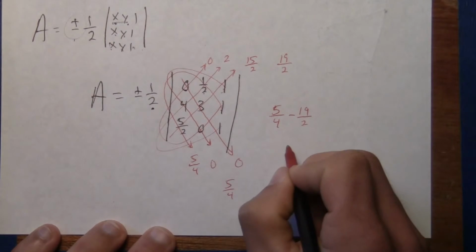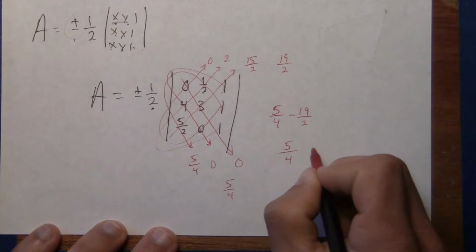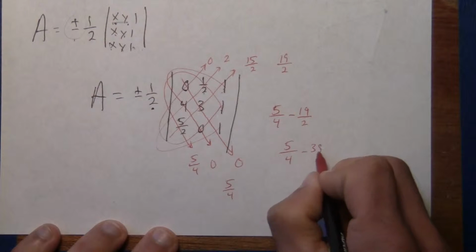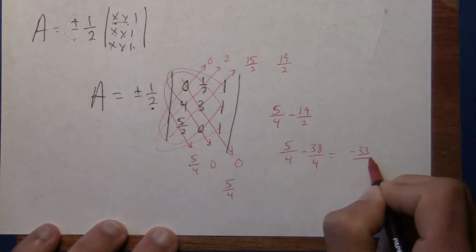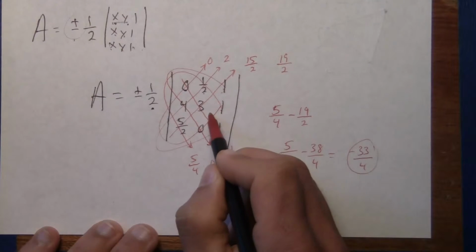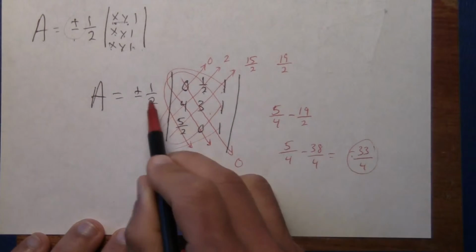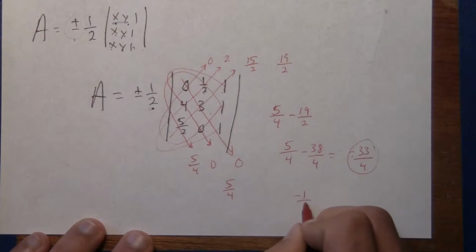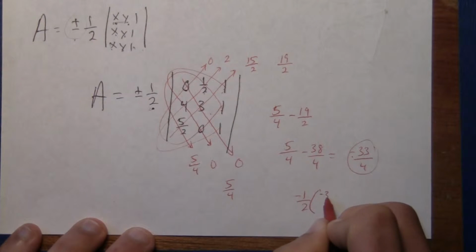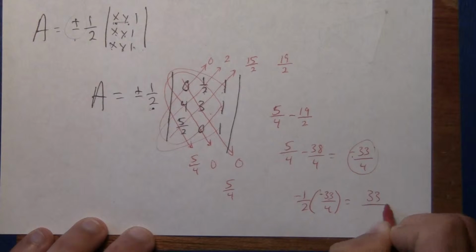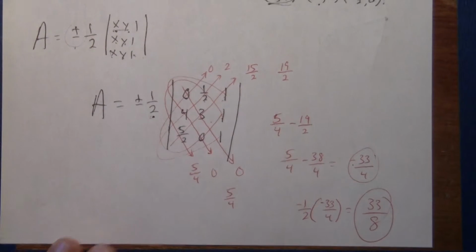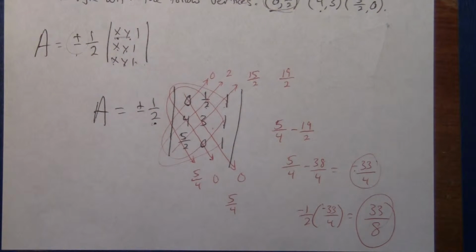Probably want to get a common denominator and say it's 5 over 4 minus 38 over 4, which is going to give me negative 33 over 4. Now that's the determinant of this matrix. Because it's negative, I need to use the negative 1/2, because I don't want to have a negative area. That won't make sense. And that's going to give me a positive 33/8. And that would be my area.